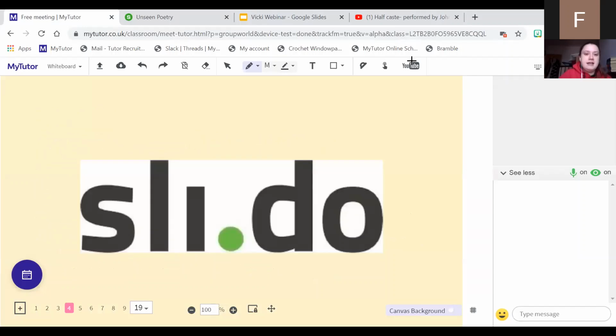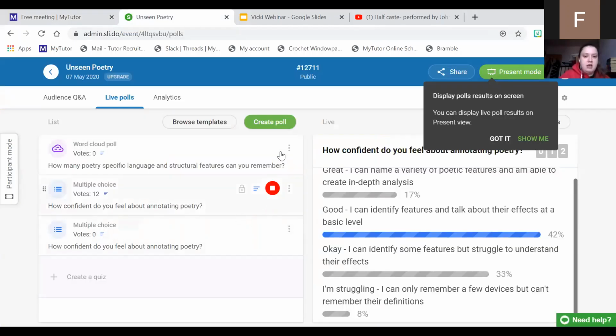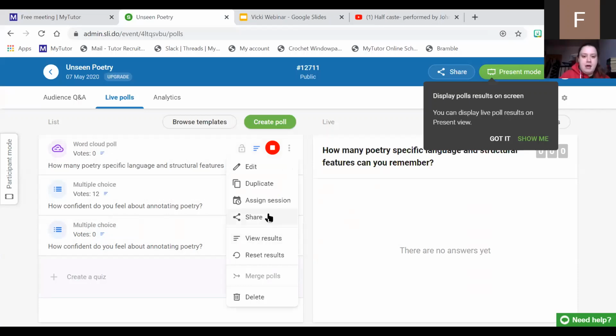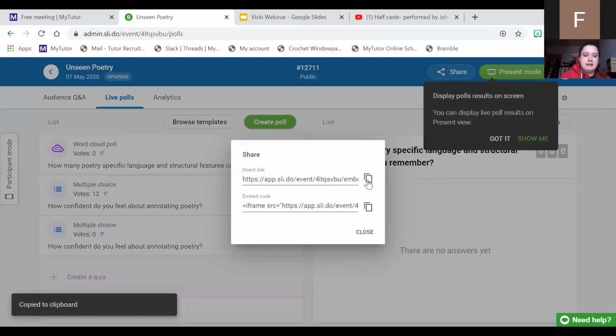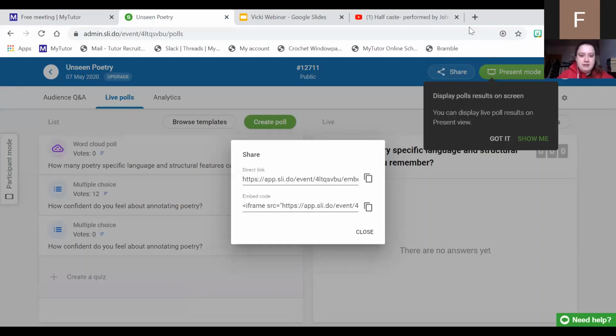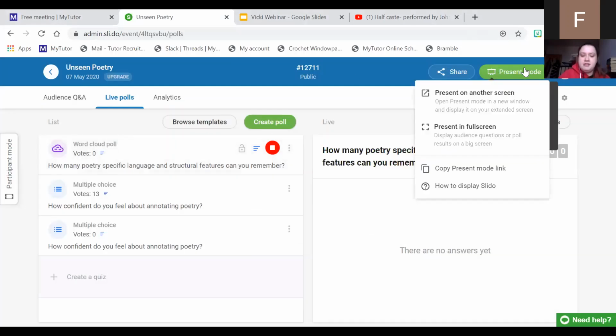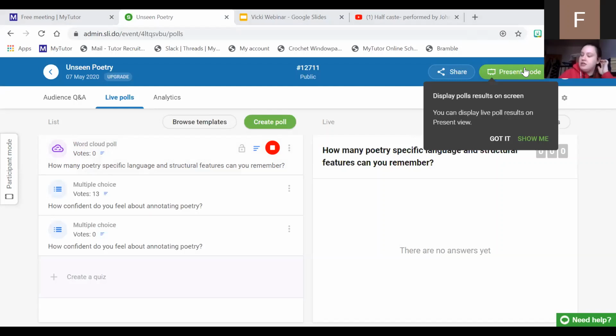So the next thing I was going to ask you to do on Slido was how many poetic devices can you guys name? So whilst I try and work this out, there we go. Have a go at that one for me, please. And let's go on to present mode. This is a really lovely one, which I saw Charlotte do and thought I need to do this. So how many poetic language and structural features can you remember that are specific to poetry?